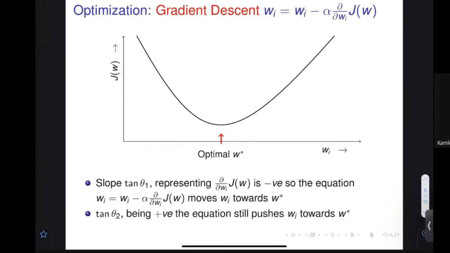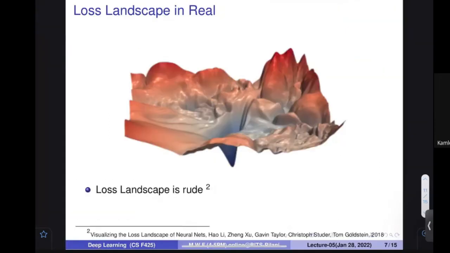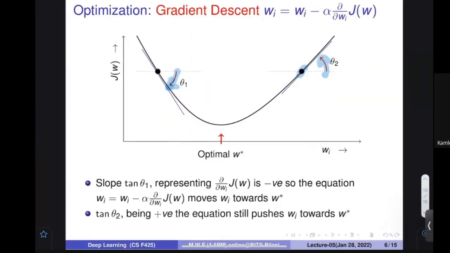Once again, the same thing here also. It actually says that if you find out the gradient, here the gradient is negative, here the gradient is positive, and with respect to the gradient you are going to use this formula to update your weights so that your error is going to be reduced.